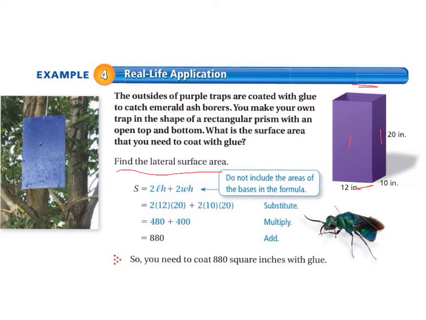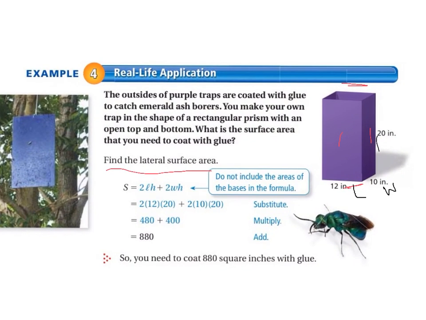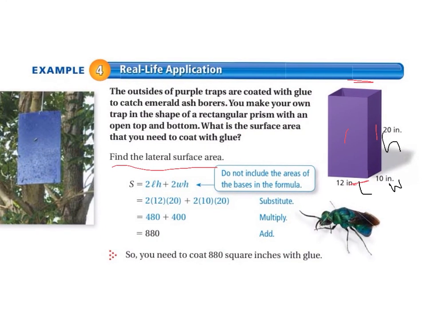Now let's label our length, height, and width of our rectangular prism. Our length is 12 inches, our width is our 10 inches, and our height is our 20 inches. When we plug those numbers into our formula over here, we get 2 times 12 times 20 plus 2 times 10 times 20, which equals 480 plus 400, which equals 880 square inches.